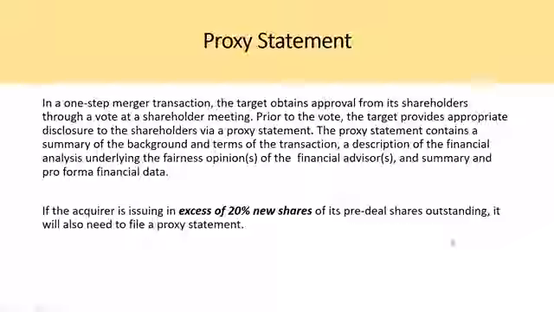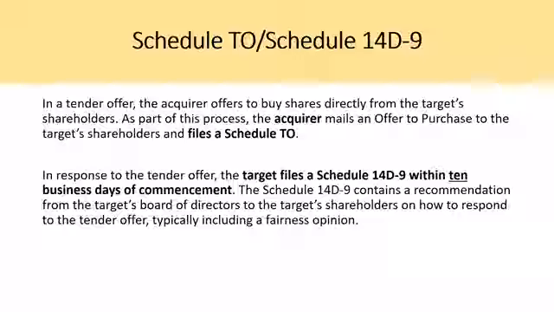So this is the document that is provided to shareholders before a shareholder meeting deciding upon whether to accept an offer or not. And for the acquirer, if they are doing a stock-for-stock transaction and they are exchanging more than 20% of their pre-deal shares outstanding in order to complete the transaction, then they themselves also have to issue a proxy statement to their shareholders to decide whether the deal is approved or not. Okay? There's also a Schedule TO and a Schedule 14D9.